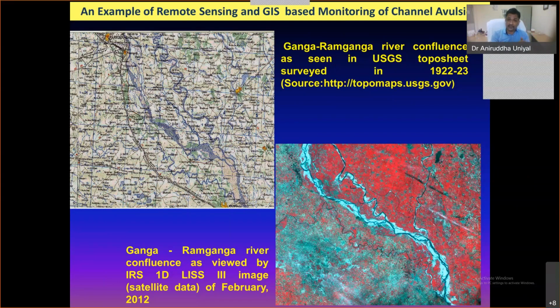bank line shift, but also the channel evolution, where there has been sudden change in the channel. You see, this is the topo sheet, which was downloaded from USGS, because there were no satellites during 1922-23. So this is maybe a 100-year-old topo sheet. And you see the confluence was somewhere here at that time. And this confluence has moved about 13 kilometers upstream. When we took the channels of 2012 through satellite images of that time, this came to light.